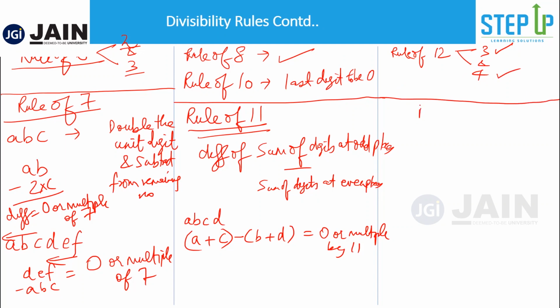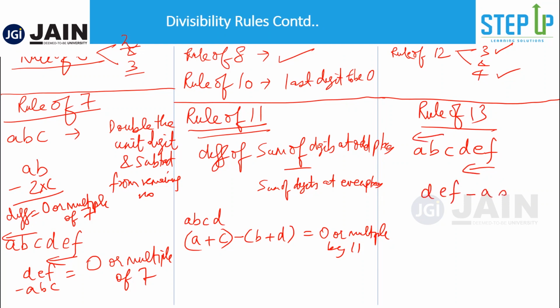Okay. Last we have the rule of 13. This works same as rule of 7. That means if a number is of the form a, b, c, d, e, f, what you do is you make pair of 3 and you will subtract it. That means d, e, f minus a, b, c, and if this comes to be 0 or multiple of 13, this is divisible by 13.